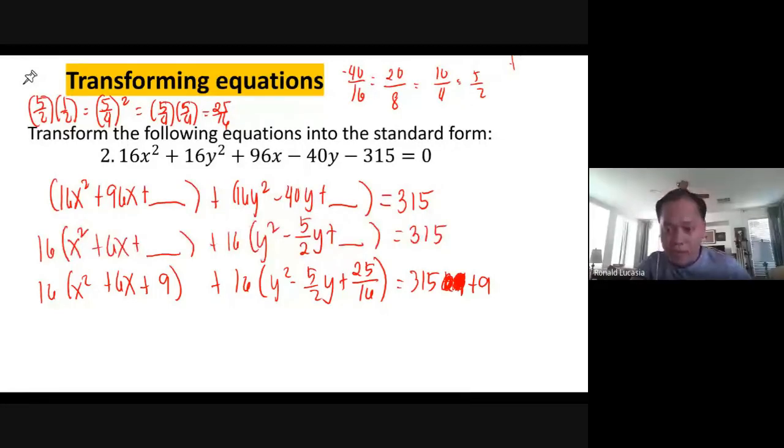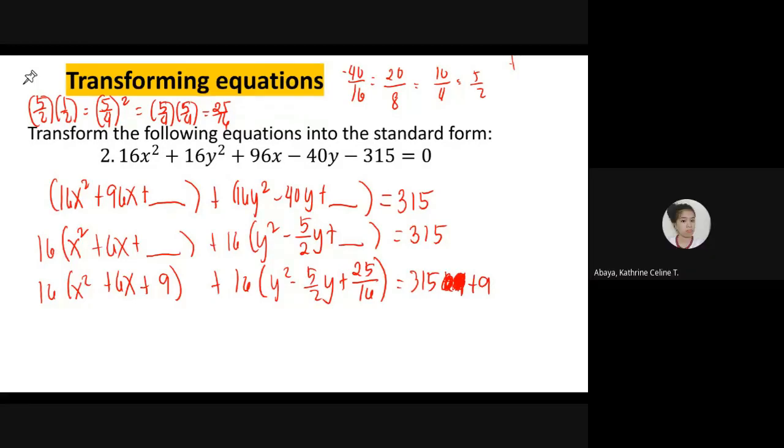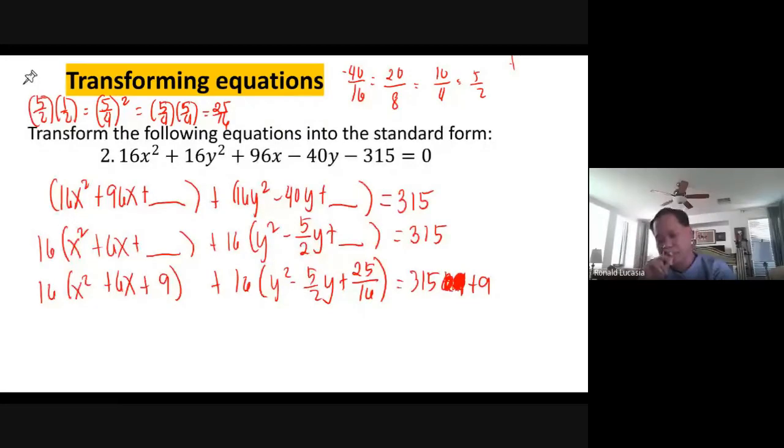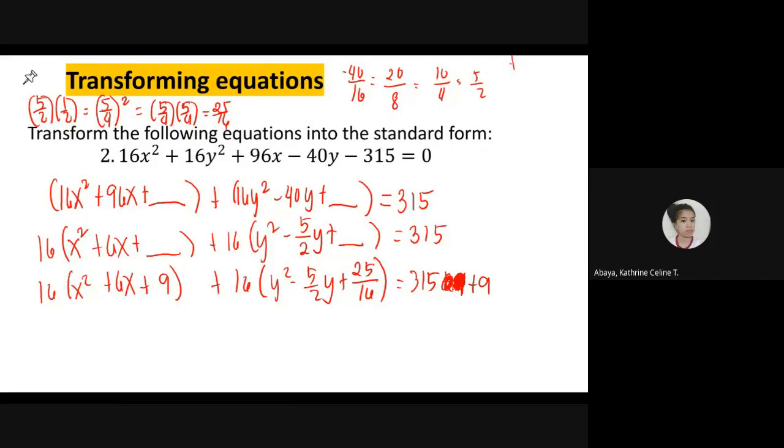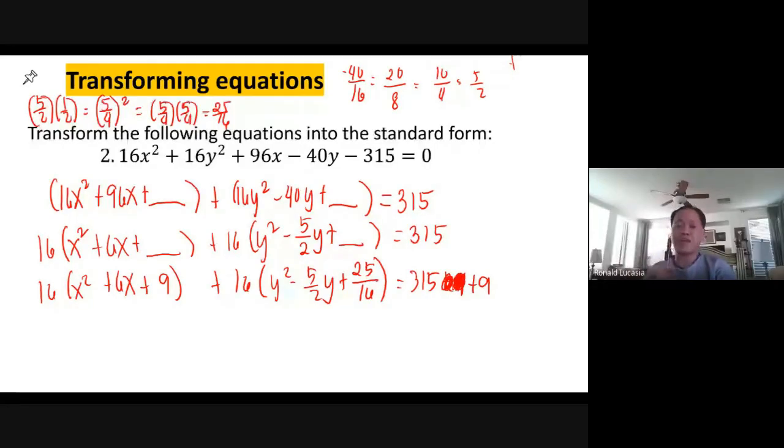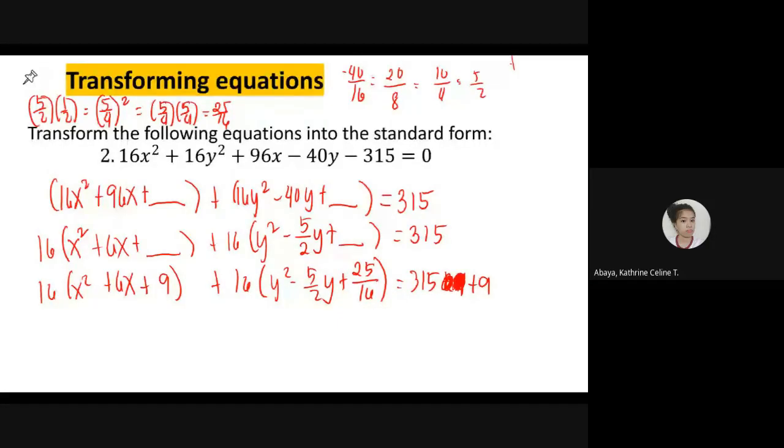Oh my God. I'm sorry, marami pala nagtataas ng kamay. Catherine. Hindi ko nakita. Catherine. Ano po, sir? Positive 25/16 po. Paano yung X? Paano po, sir? Ang sinabi mo lang yung sa Y part. Paano yung ginagawa ko sa X? Positive 9 po, tapos yung positive 25/16.